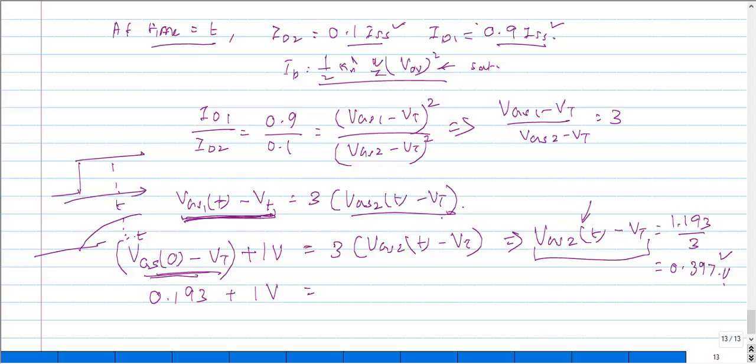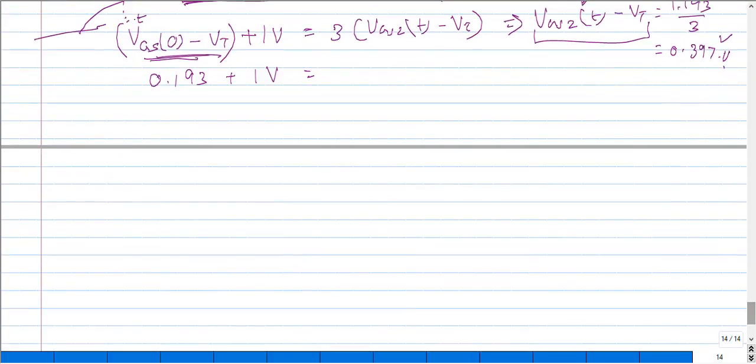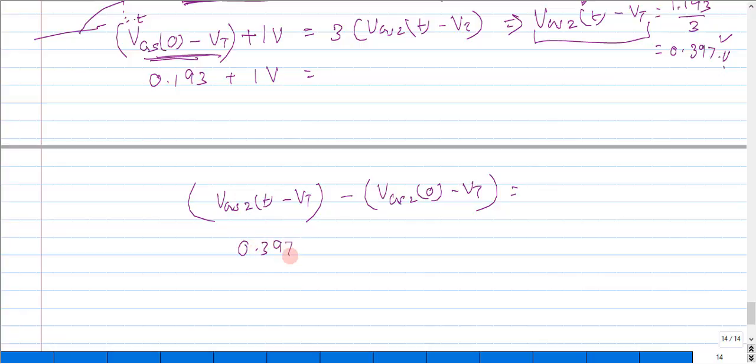And so when we subtract these two quantities, I will just move on to the next page. Basically it is VGS2 of t at time t minus VT, minus VGS2 at time t equal to 0 minus VT. Obviously there is a potential difference between them, and this could be written with those values, which is 0.397, and the previous value was 0.193, and we have some voltage difference.